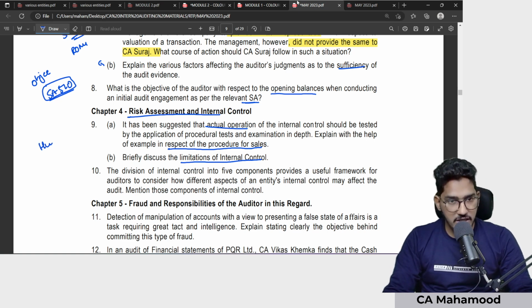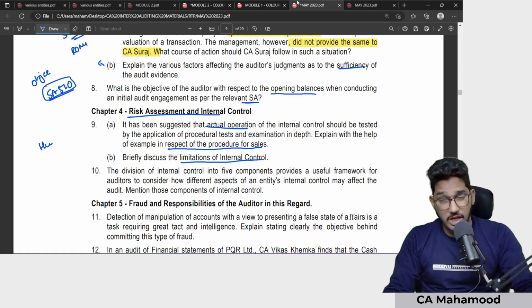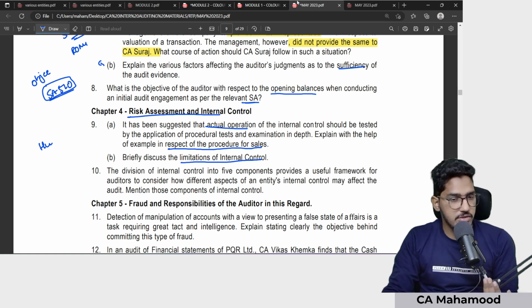Human error in decision making. Collusion among those people who are required to implement internal control, lack of understanding among the people who are required to implement internal control, cost exceeding benefits, and also some limitations in case of smaller organizations. So straight away, you can answer this question.